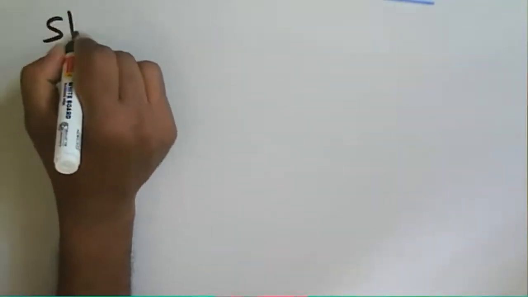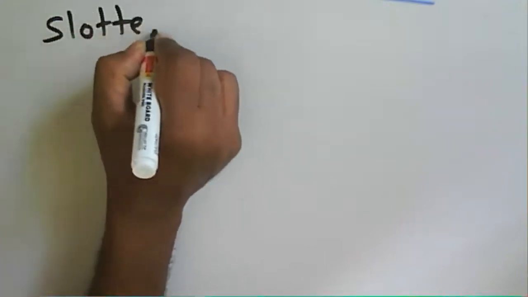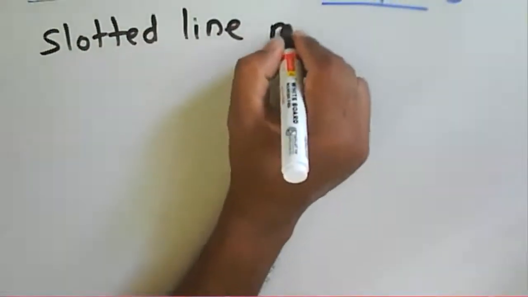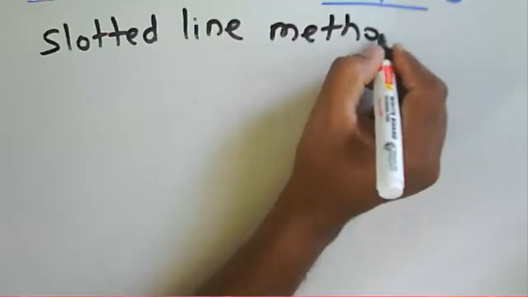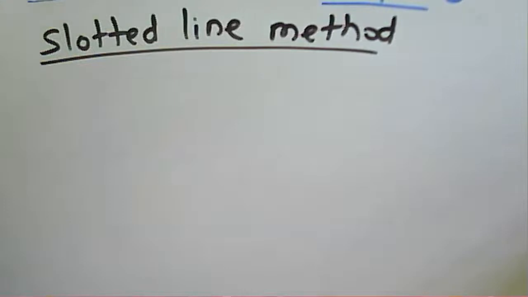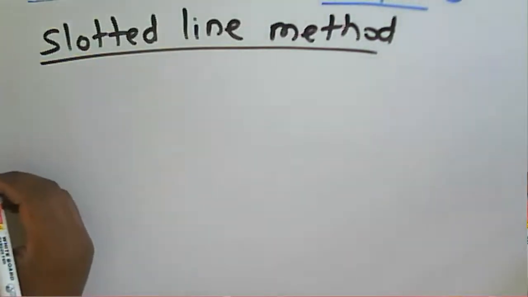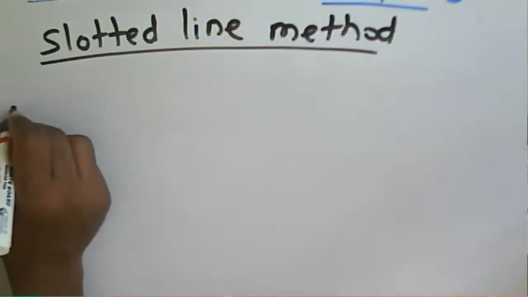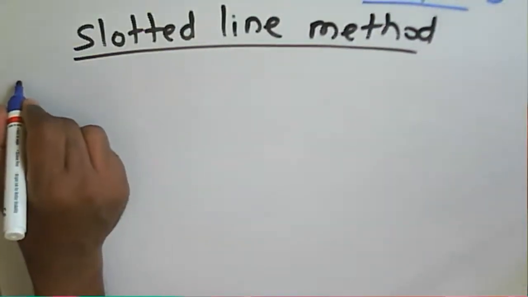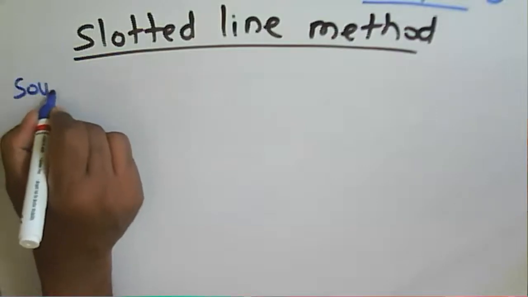Next is the slotted line method. Now, in the case of the slotted line method, we have the same setup here. We consider that the setup is the same. We start with the source supply.